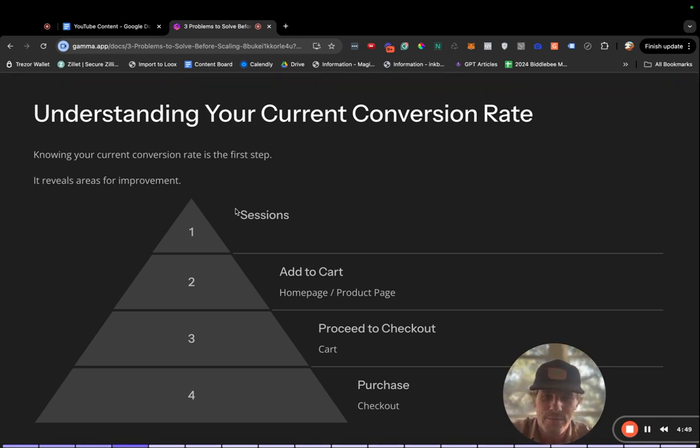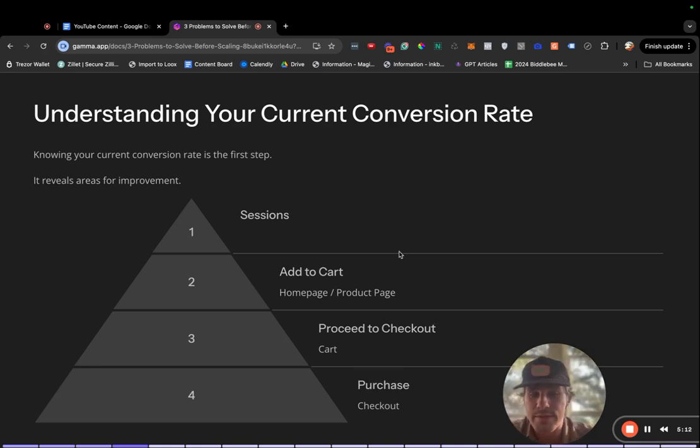Now, in Shopify, it's going to look something like this, your basic funnel, right? You're going to have sessions, you're going to have add to cart, you're going to have a proceed to checkout, and you're going to have a purchase percentage. Okay, so sessions, this is the total amount of people that are visiting your website. Add to cart, this is how many people actually added the product to cart. Proceed to checkout, this is how many people see the checkout. And purchase, that's how many people obviously purchase from you.